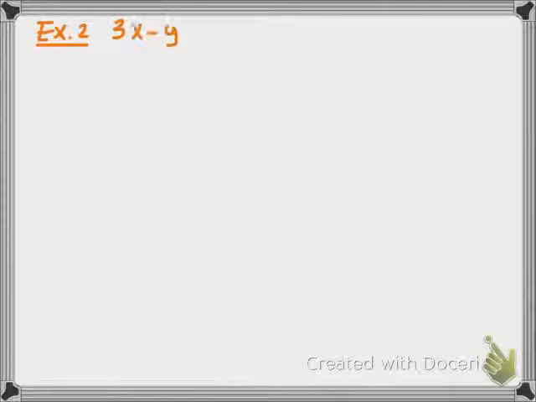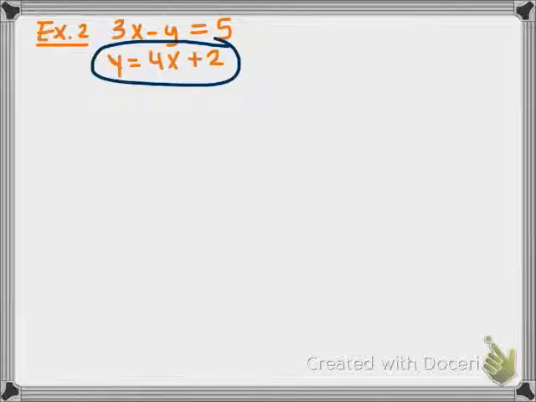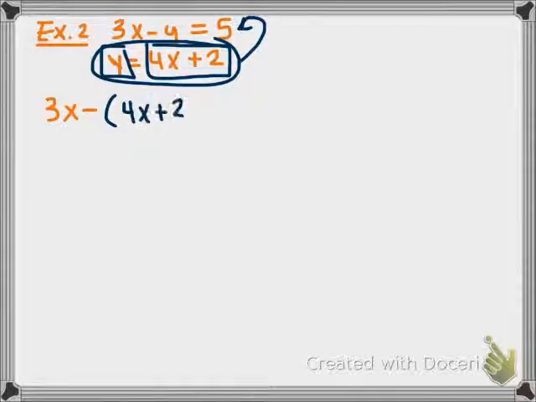Let's go ahead and look at a second example. So 3x minus y is equal to 5, and y equals 4x plus 2. The one that's already solved for a variable is the second one, y equals 4x plus 2. So we're going to take that 4x plus 2 and substitute it in for the y in the first equation. So 3x minus, in parentheses, 4x plus 2, and that is equal to 5.